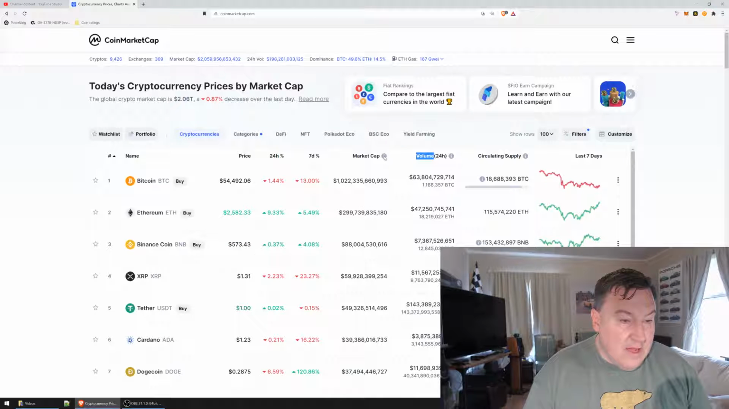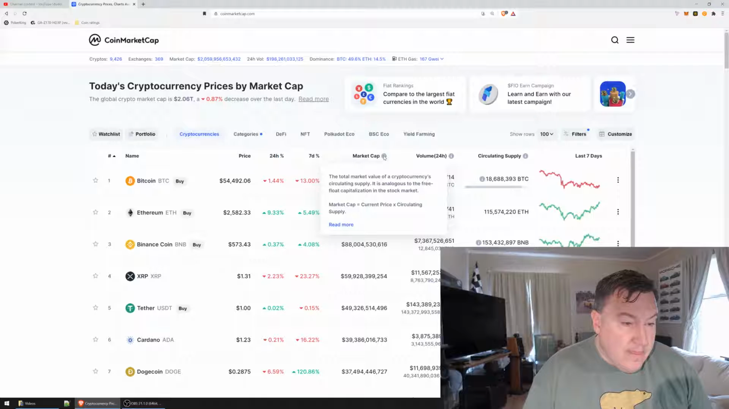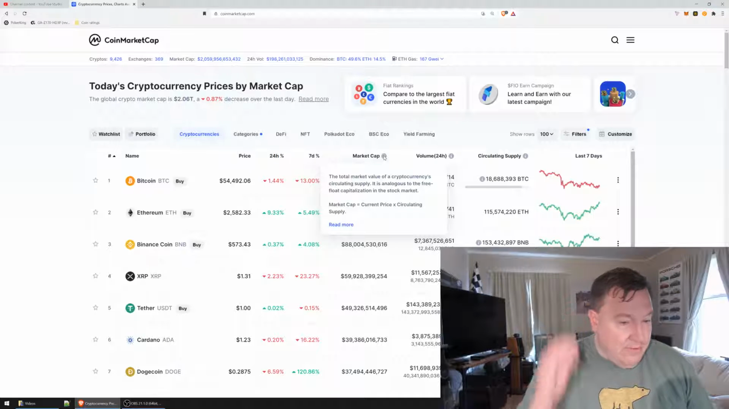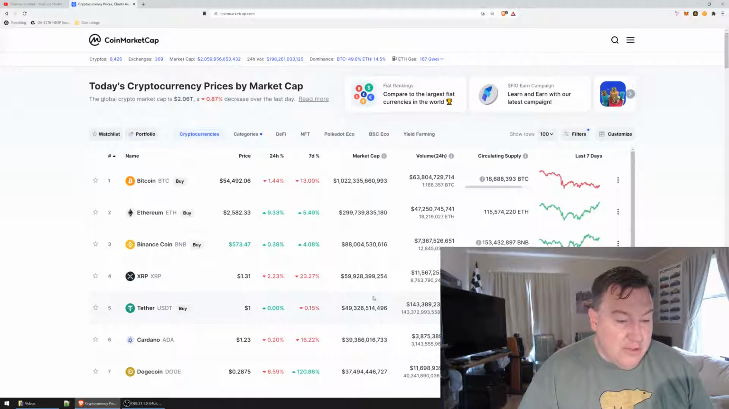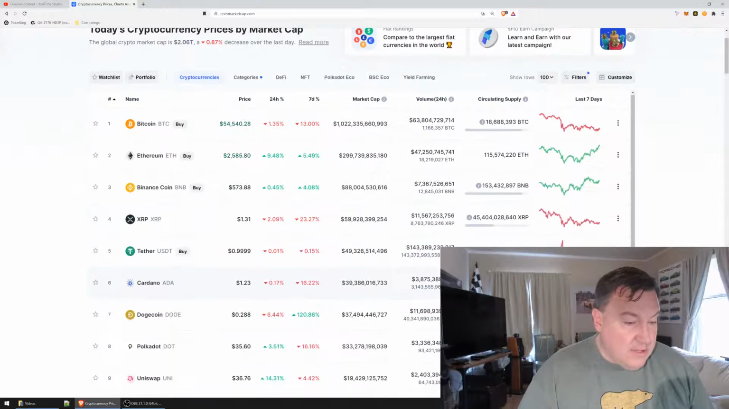Let's see what this says. It says free float capitalization in the stock market. Well, if you're hoarding the coins, are they really free floating? I'm not sure, but here they are. So there's stories behind each of those coins.